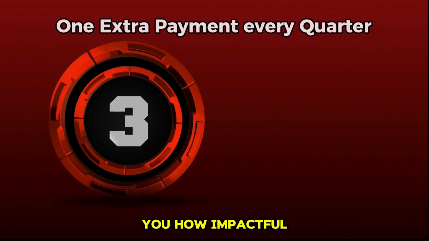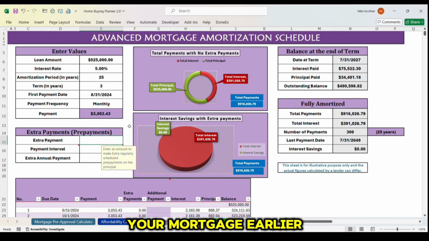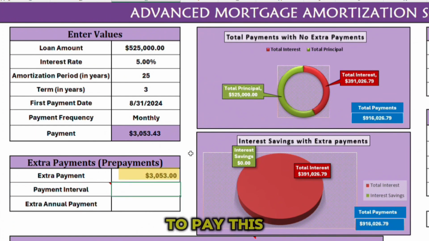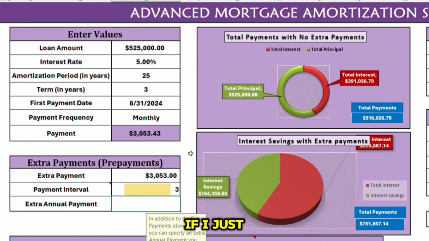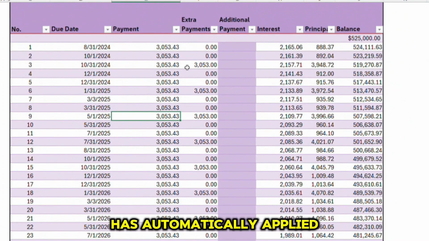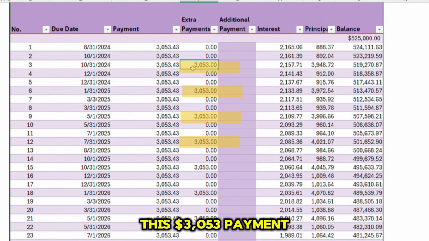Let me show you how impactful it will be to pay off your mortgage earlier. So I'll just put here $3,053. So we have to pay this payment after 3 months, that is quarterly. So I'm putting over here 3. So if I just show you here in the amortization schedule, this table has automatically applied this $3,053 payment after every 3 months automatically.